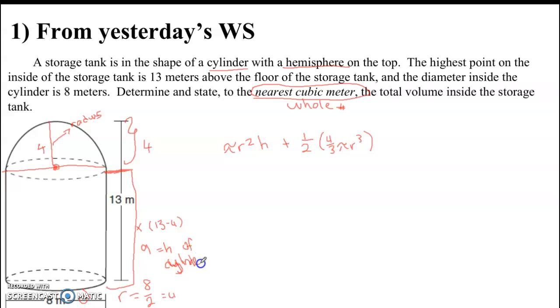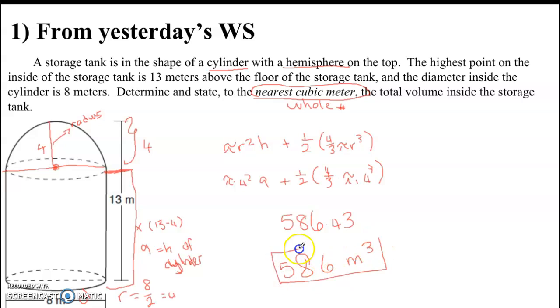I feel like that was the trickiest part. And now you can all go ahead and substitute, which is pi times 4 squared times 9, plus half of 4/3 times pi times 4 cubed, and work everything out to get a final answer. The only tricky part was to get the 9. If you work all of this out, which I did already, it's 586.43, and they ask you for a whole number, which is 586 meters cubed as your final answer.